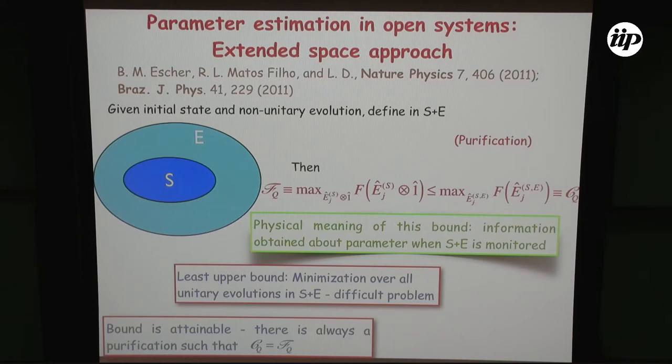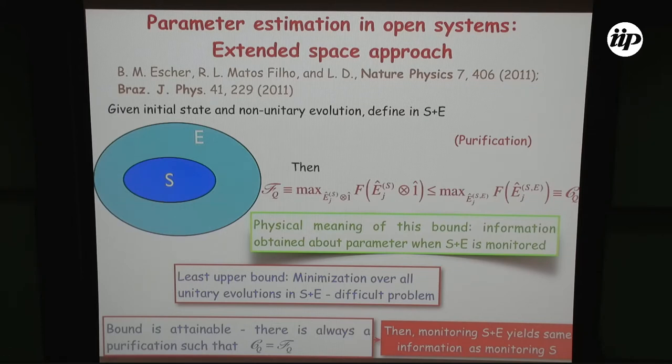Mathematicians love that, right? It's an existence theorem. Anyway, physicists don't like it very much because it's difficult to find. But that means that in this case, monitoring S plus E uses the same information as monitoring S alone, and you don't get anything else by monitoring S plus E. That's the physical meaning of this result. There exists an environment such that if you monitor the whole thing, you don't get any extra information.